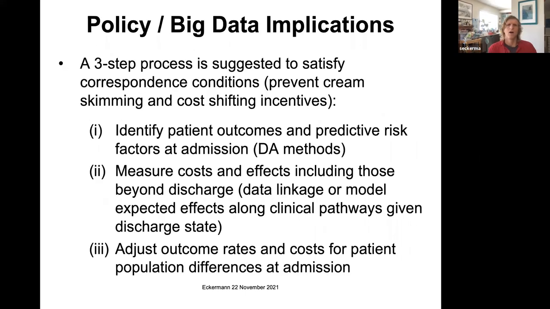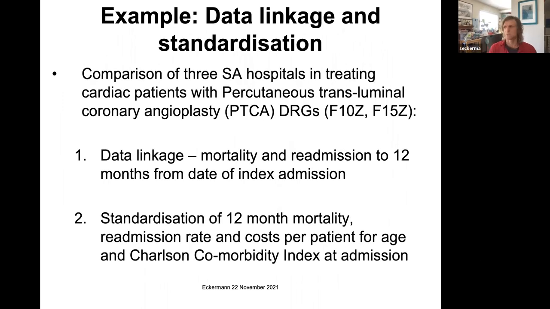So in doing that, there's really a three-step process suggested to satisfy those correspondence conditions and prevent cream skimming and cost shifting incentives. So we need to identify patient outcomes and risk factors at point of admission. We need to measure costs and effects, including those beyond discharge if we can. And in reality, that means you either have to have data linkage or you model the effects given discharge, say something conditional at discharge shape that you're measuring. And then you're going to be adjusting the outcome rates and costs for patient population differences at admission. In reality, that means we're trying to standardize when we're comparing.